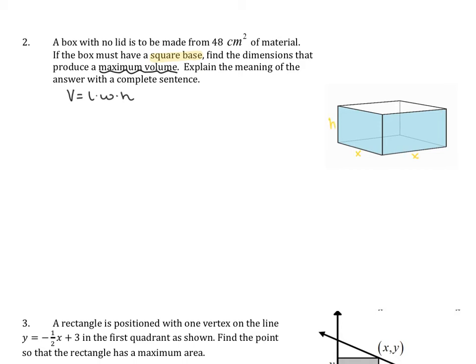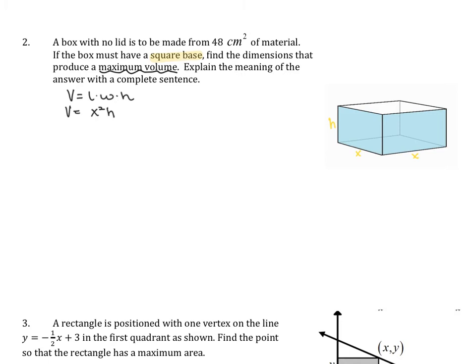We'll just call it h for height. Okay, so I could rewrite this volume equation to say that the length and the width are x times the height, which is h. So this would be x squared times height. Okay, well here's the problem. I have too many variables.